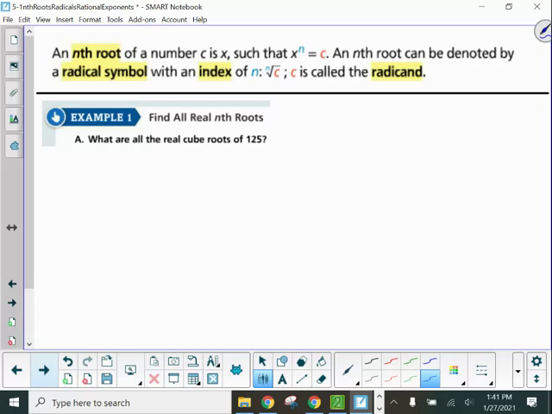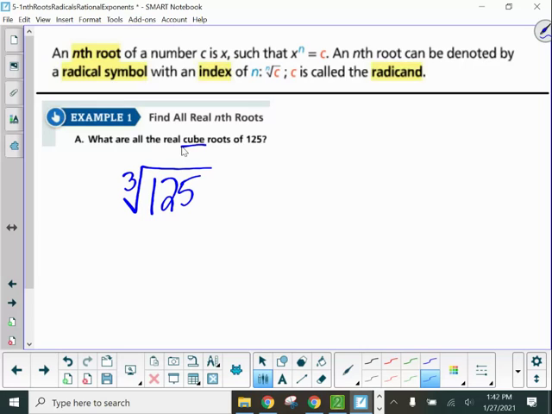Part A here of example 1 says, what are all the real cube roots of 125? Well, a cube root is where we change the number inside that radical to a 3. Typically, with a square root, you don't see the number, it's an understood 2. So by having a cube root, or any other number there, that means that you are taking roots that are not square roots. So we might be taking cube roots and fourth roots and fifth roots, and I will probably in another video go over what some of those roots are so that you can get those copied down.